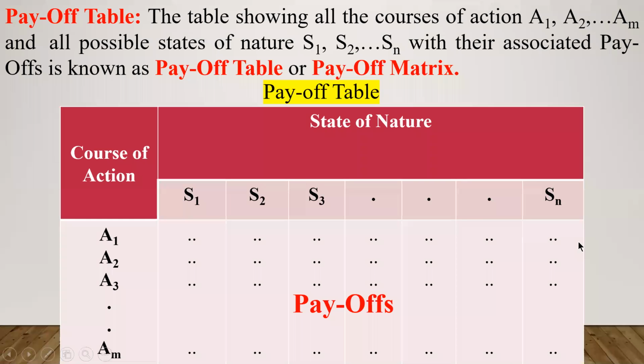Okay. What is payoff table? The table showing all the courses of actions and all the possible states of nature with their associated payoffs is known as payoff table or payoff matrix. So what is payoff table? A table like this is called as payoff table. इसमें क्या होगा? Courses of action, मतलब various course of action will be written here. Like there are M courses of action, A1, A2, A3, AM. Various states of nature, S1, S2, S3 up to Sn, and the figures corresponding to A1 and S1, this is the figure, A1 and S2, this is the figure, so these figures will be written here. They are called as payoff. So such a table is called as payoff table. Okay.